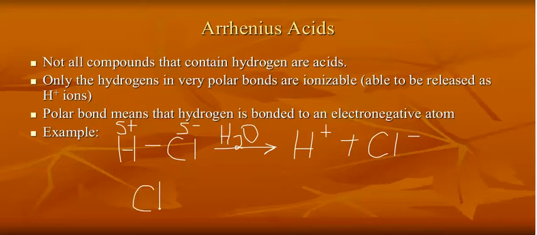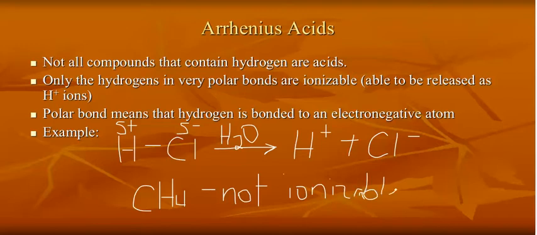In CH4, the hydrogen is not ionizable because CH4 is a nonpolar bond. There's a small difference in electronegativity between carbon and hydrogen, so this particular compound does not contain ionizable hydrogen. So CH4 is not an acid. But again, if you see hydrogen listed first, more than likely it is an acid.